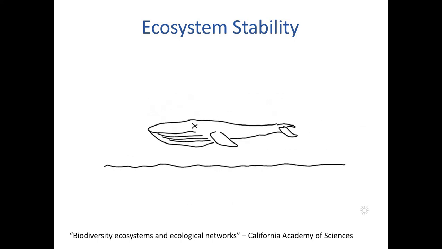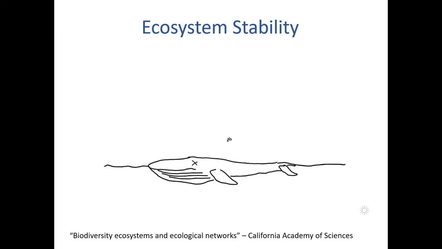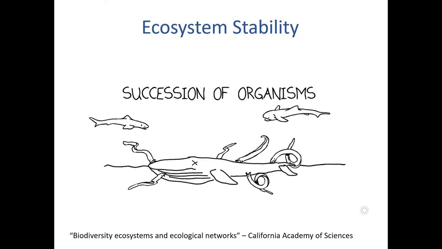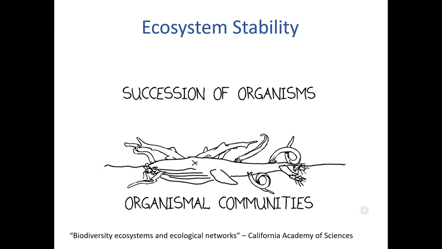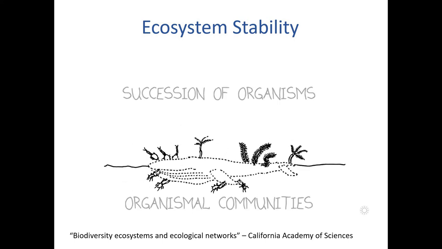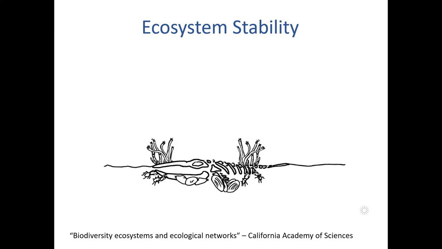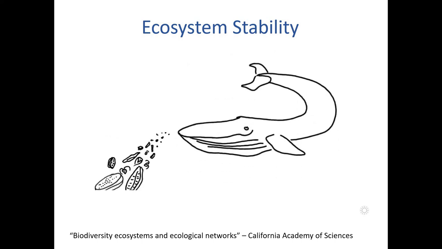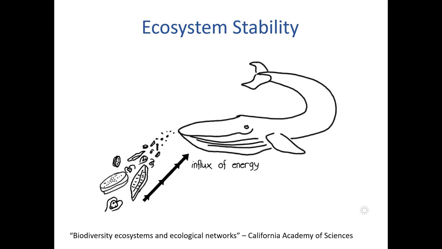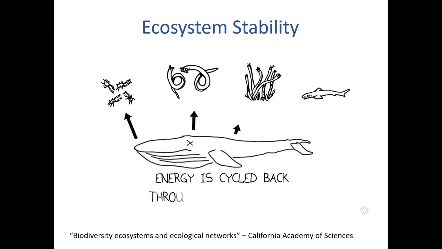But when the whale does hit the bottom, all kinds of interesting stuff happens. Lots of organisms come and feed on the whale. There's a succession of organisms, that is, organismal communities that change over time as the condition of the whale itself changes, that turn this whale from a fleshy organism to bones, and eventually even the bones are eaten. So this huge influx of energy that the whale's been accumulating from these producers, the plankton that it's been feeding on, is returned to the environment, cycled back through the ecosystem.